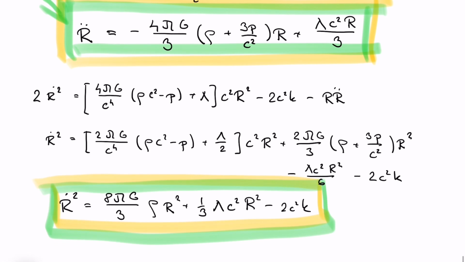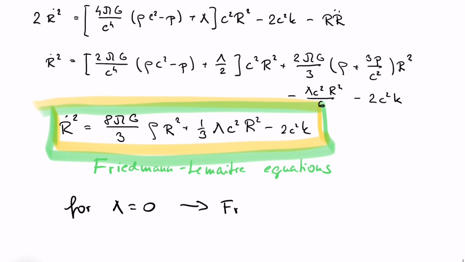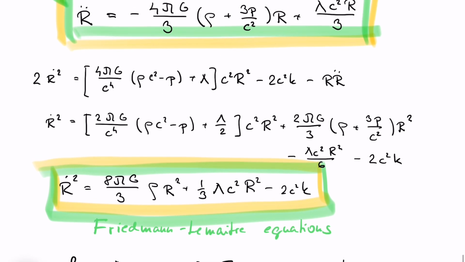The last two framed equations are called the Friedmann-Lemaitre equations. If lambda is set to 0, then they are called Friedmann equations. For the Friedmann equations, there is no solution where r would be constant. So this kills the idea of a static universe and led Einstein to introduce his cosmological constant.